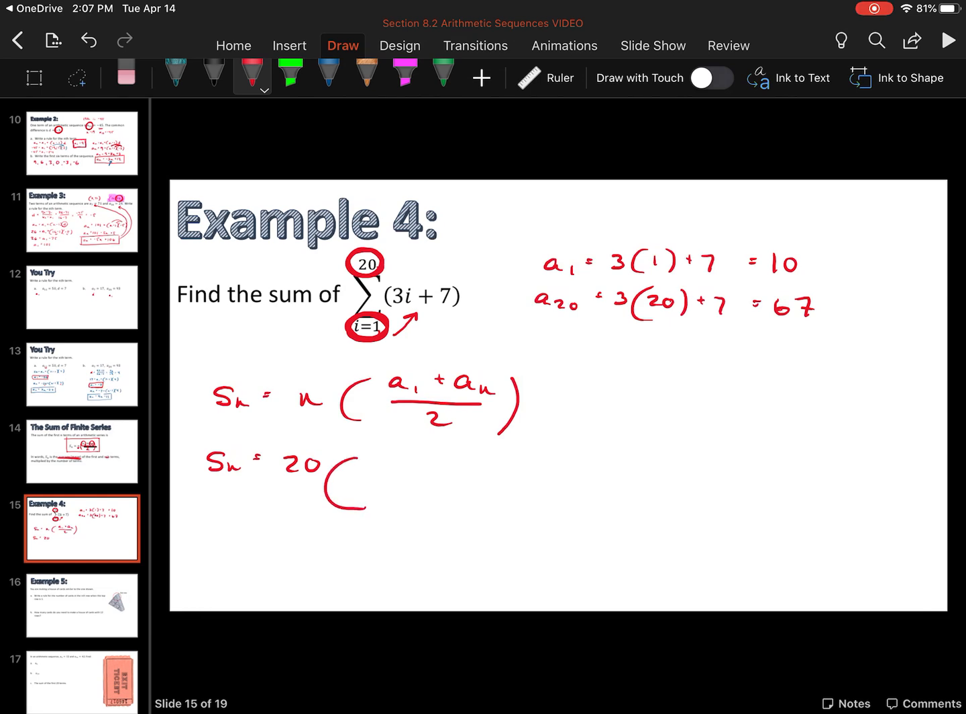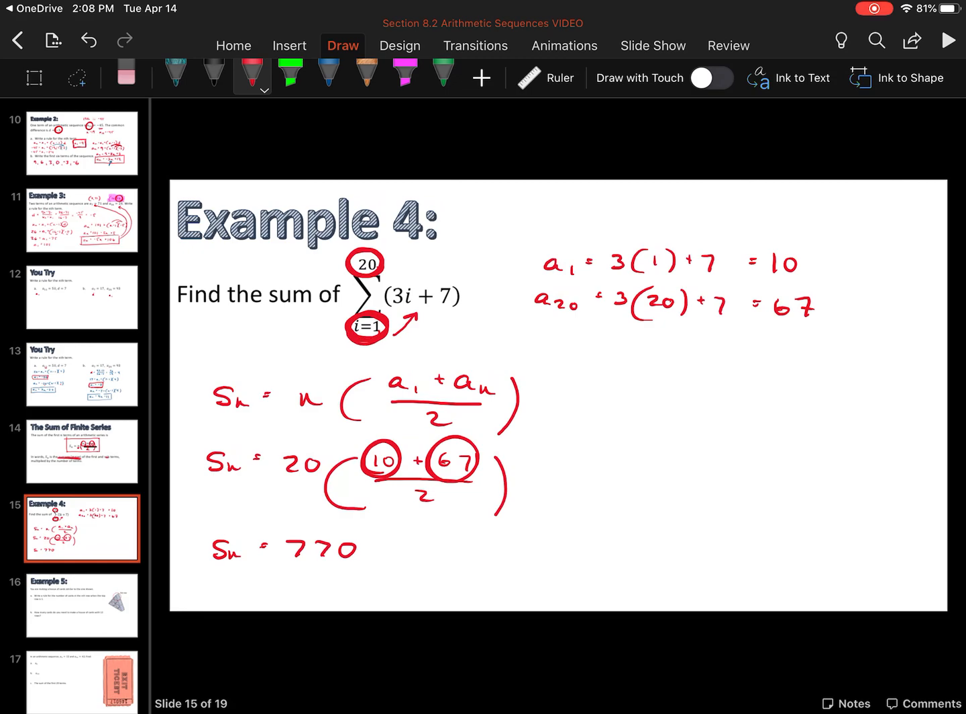Okay, so when I plug that into my formula, a sub 1 was 10, a sub 20 was 67, and I'm dividing by 2. So I'm finding the average of the first term and the last term. So add them up and divide by 2. If you multiply this out, you should get 10 plus 67 is 77. 77 divided by 2, and then multiply that by 20, and you should get 770 for this.